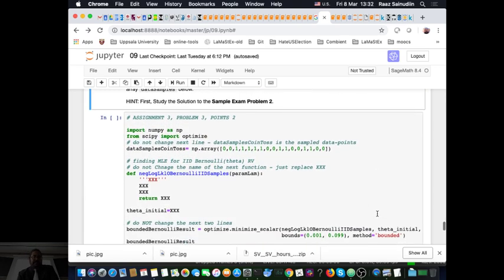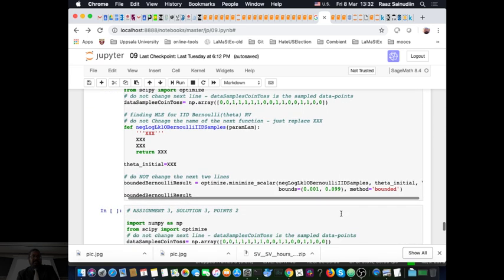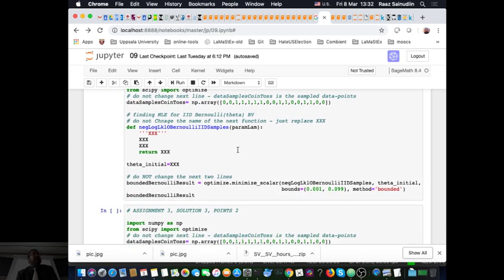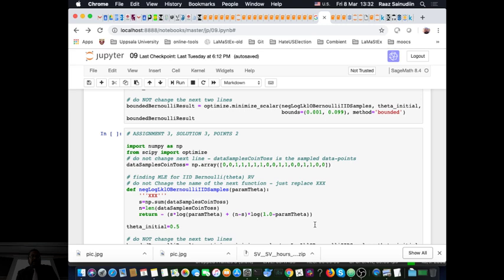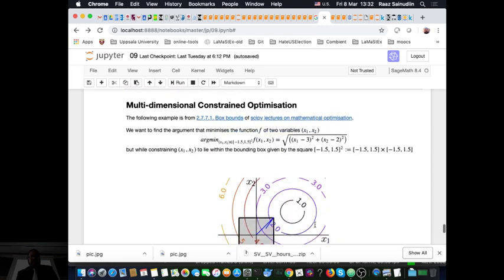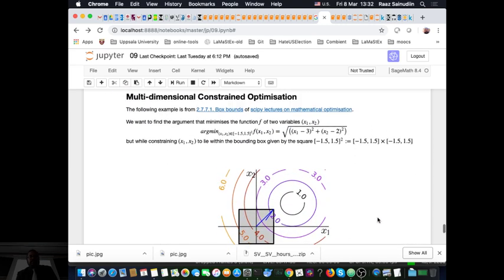Okay, so assignment 3 is basically exactly the same, but now you just have to do it for the IID Bernoulli example. This is not difficult. Here's a solution, so you can pause the video and find it if you want.